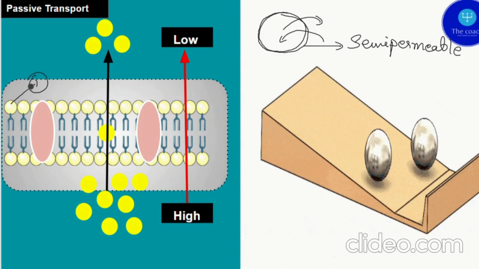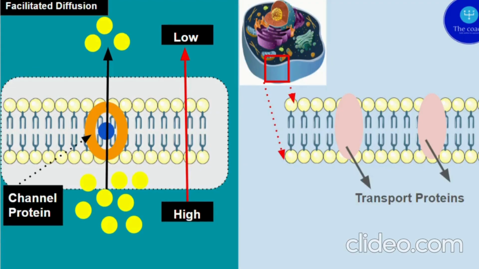So this is the first layer and this is the second layer. In between the bilipid layer, you have proteins embedded, as a cherry is embedded in a cake. Since the cell membrane is mostly made up of lipids, all those molecules which are soluble in lipids can easily pass through the cell membrane and move from a region of higher concentration to lower concentration without any expenditure of energy. This is known as passive transport. It is just like pushing a ball down a slope: it can easily move down without any expenditure of energy. So next one is facilitated diffusion.